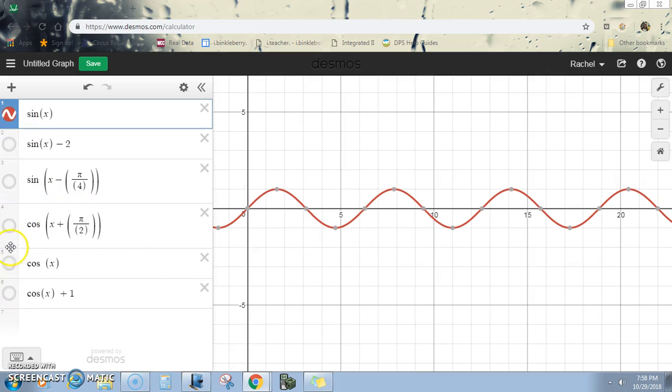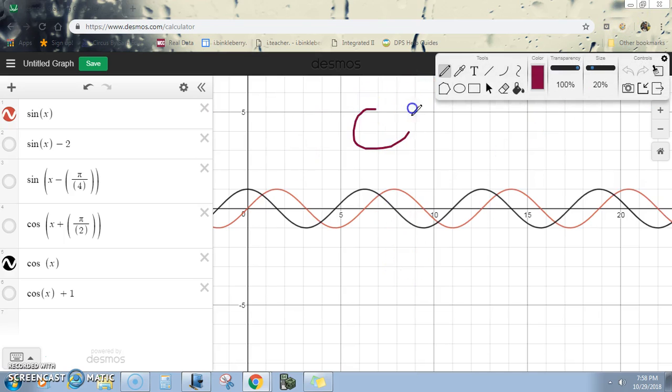Now, this is a cool one, and I'm going to put my cosine back up so you can see. So the black is the cosine, the red is the sine. I'm at the third graph right here, and it's going to move the sine to the right, pi over 4. So remember, in a circle, guys, if a whole pi is 180 degrees, 90 degrees is half of a pi, or pi over 2, then pi over 4 is 45 degrees. So we are shifting the circle 45 degrees to the right.